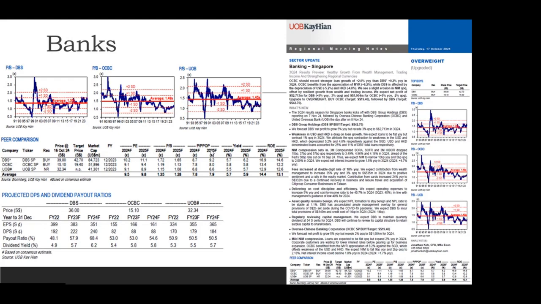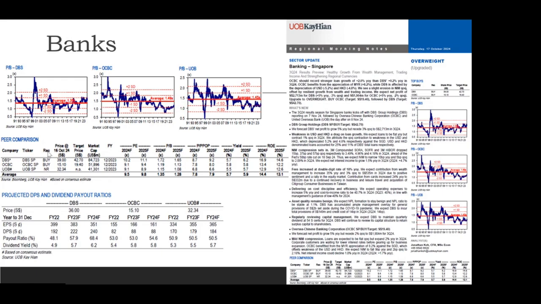But for today, I will talk about what is comparative analysis. So for PB, DBS is cheap, right? Going down to the middle part, which is the peer comparison. These are the three Singapore banks, and REC refers to recommendation by analysts. DBS is a buy under UOB Kay Hian. OCBC is a buy. UOB NR means not rated. There's no coverage report or brokerage report for UOB.